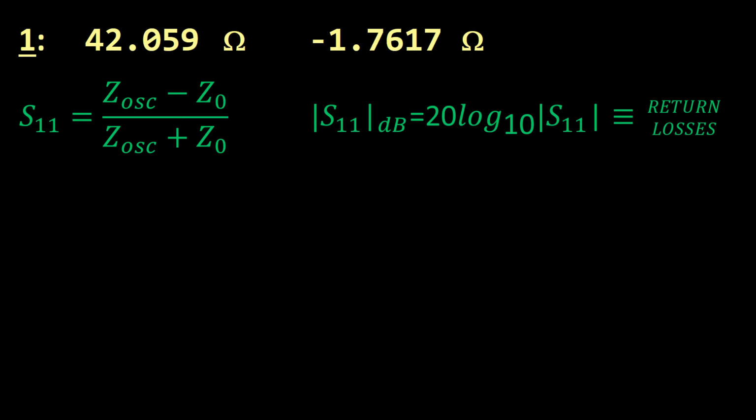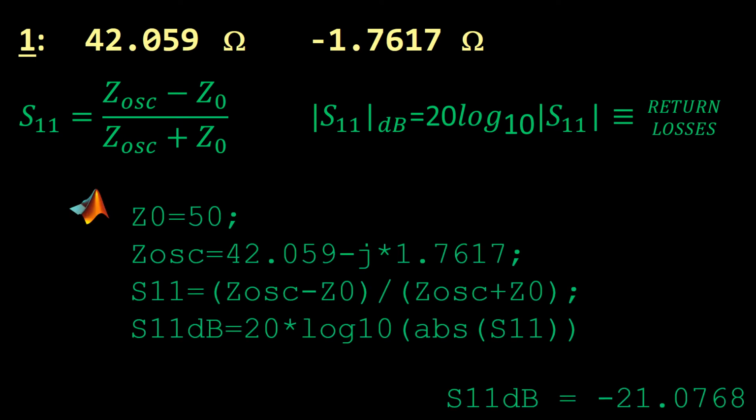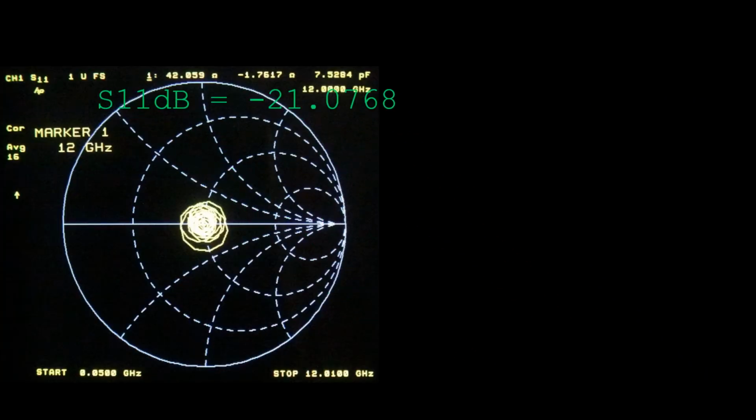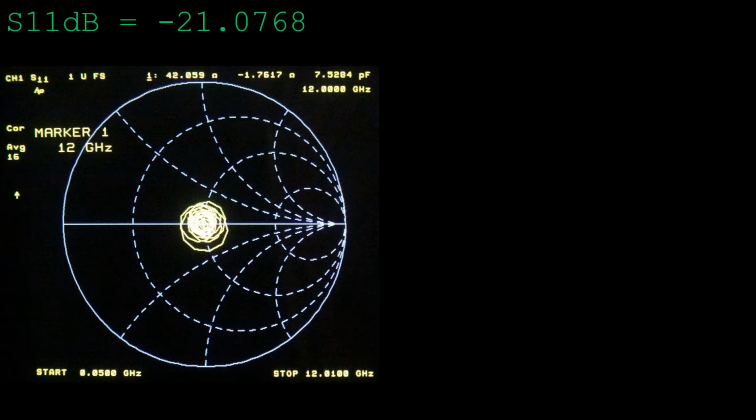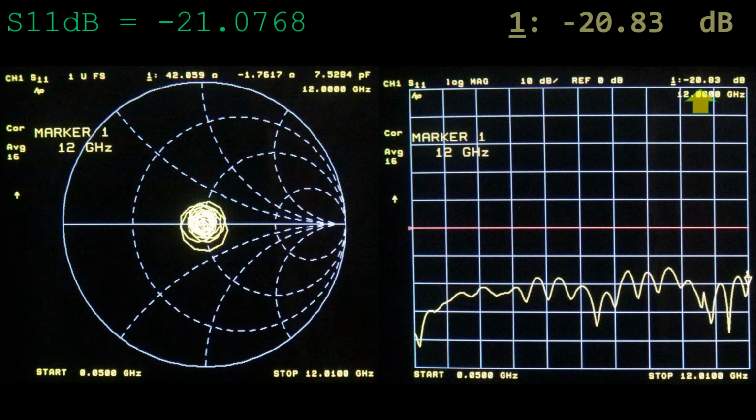A perfect oscilloscope would have return losses equal to minus infinity at all the frequencies of its band. Let us see how much this is in real life. Writing a short script in MATLAB, we obtain an S11 of minus 21 dBs. If we go now to the logarithmic plot of S11, we can check that the value is close, but not exactly the same. The reason is that the analyzer was in free run mode and therefore we are comparing different measurements. The discrepancies are around 1%.